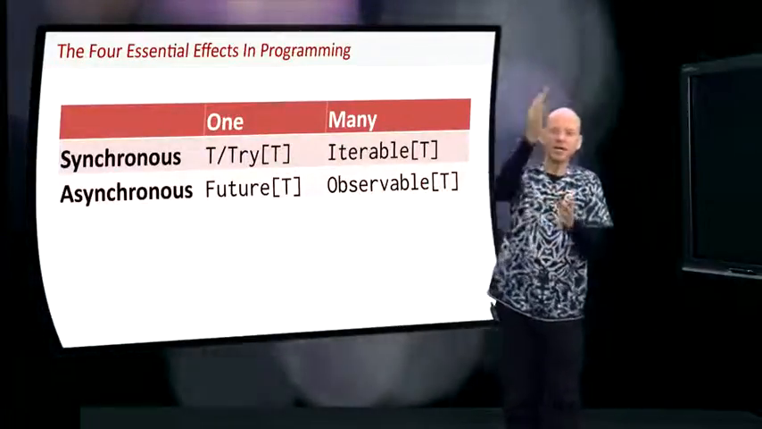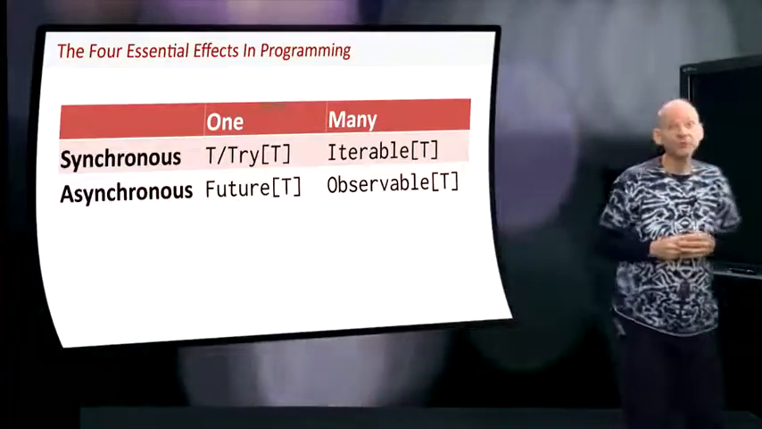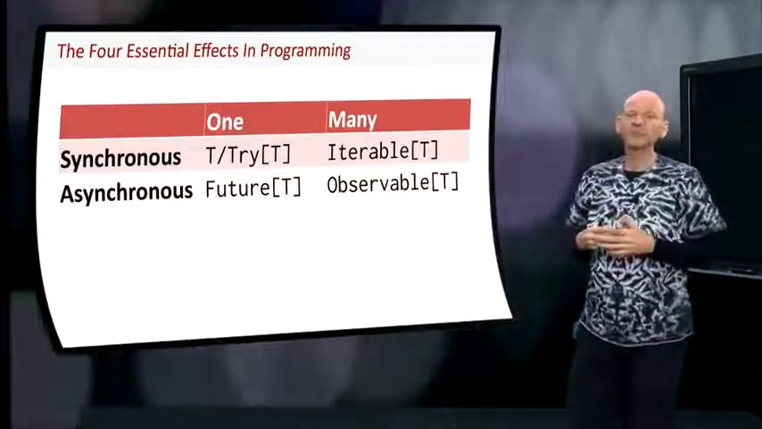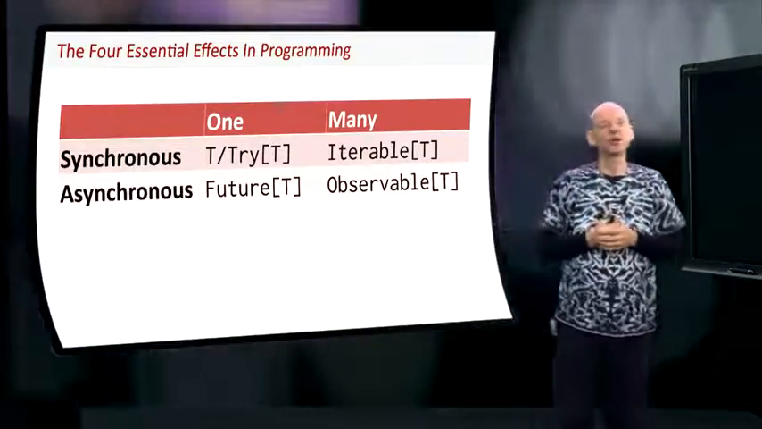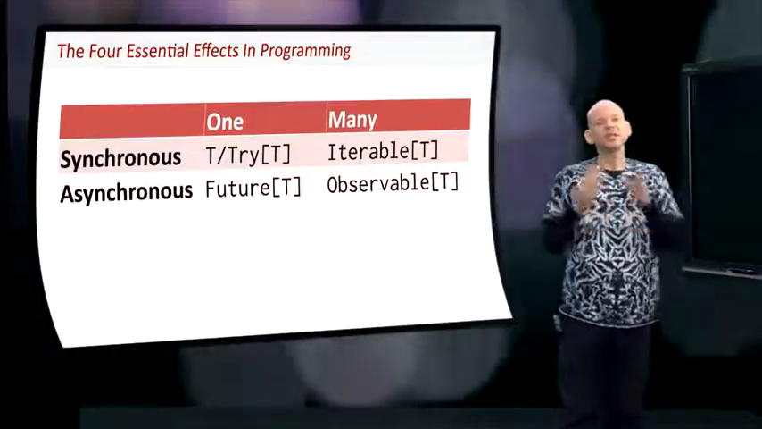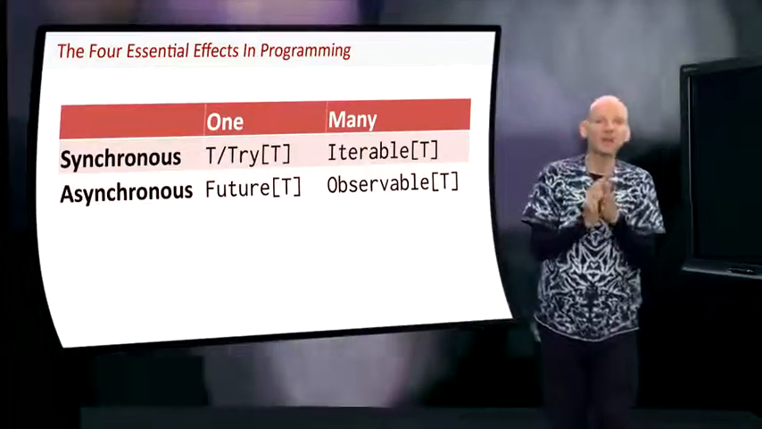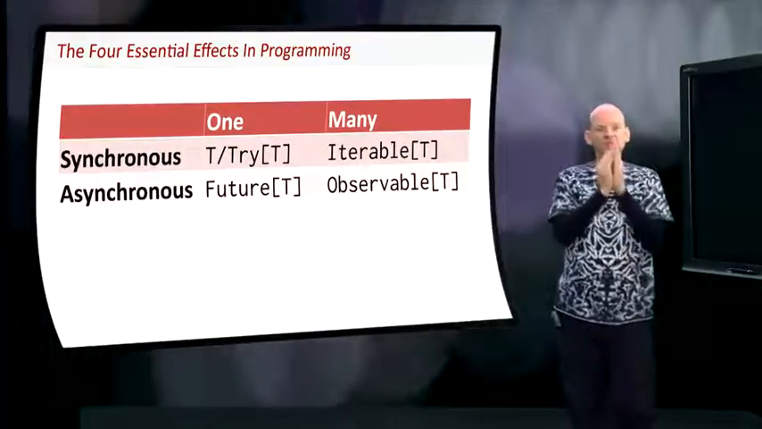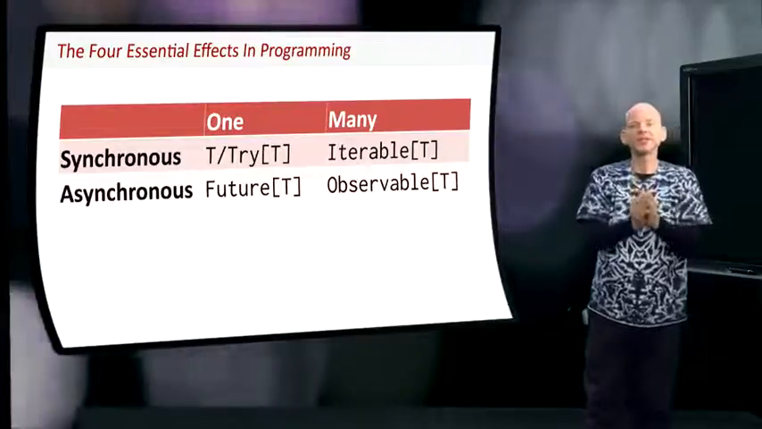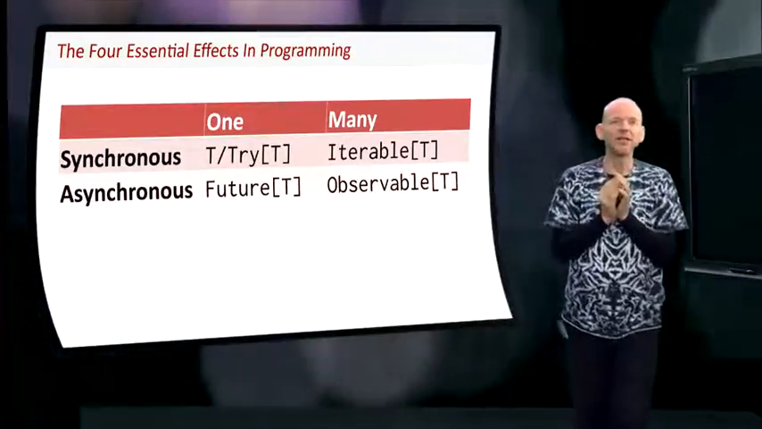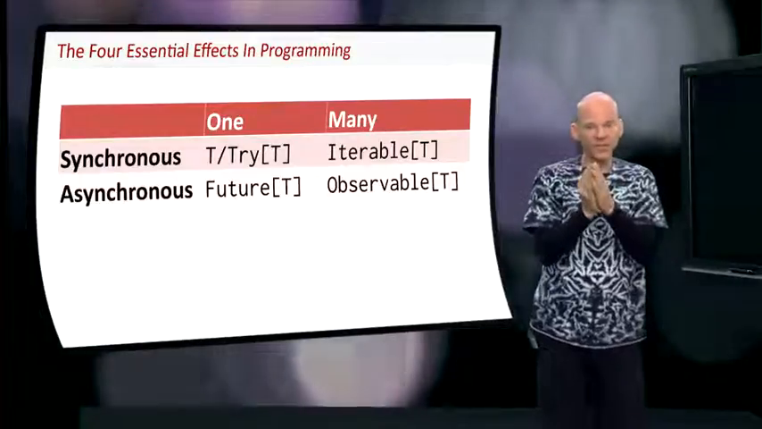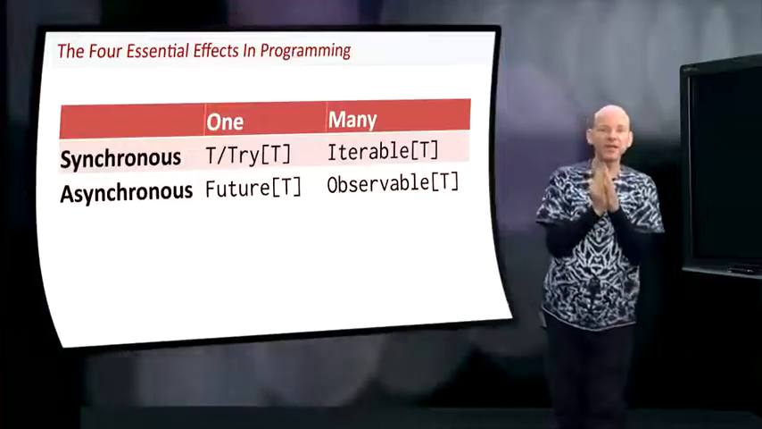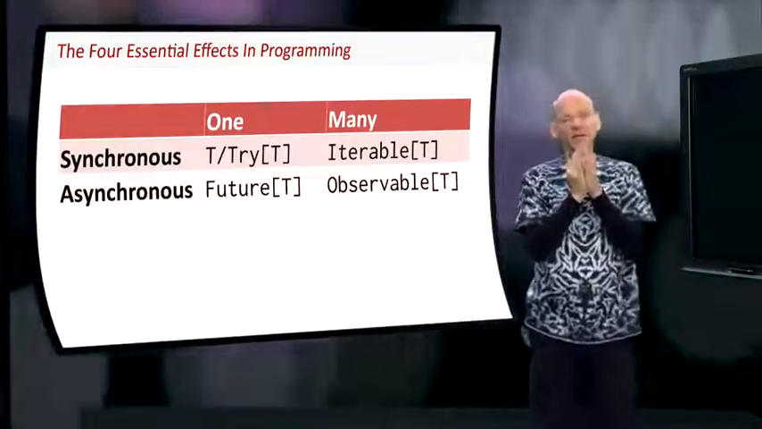We have now reached the end of the left column of the four essential effects. So we talked a lot about Try of T, and we talked even more about futures. And you see that these are the effects that make computations that return one value explicit. So Try of T is a computation that returns one value that might fail, and Future of T is the monad that expresses a computation that might fail and takes a long time.